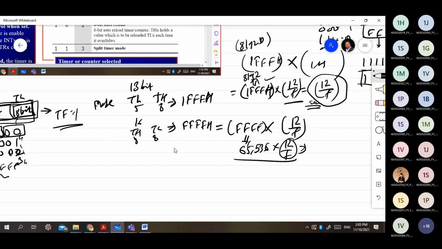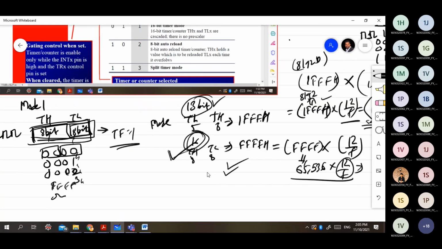Getting it? ठीक है? So that is mode 0 and mode 1 we have seen. Mode 0 13 बिट का होता है, mode 1 16 बिट का होता है. So normally we just use mode 1 only. Why? Because इसमें 16 बिट का एक्सेस मिल जाता है. मतलब 13 बिट का तो काम हो जाएगा ही. Now the next two are थोड़ा सा different. फटाफट, we are having only 10 minutes.